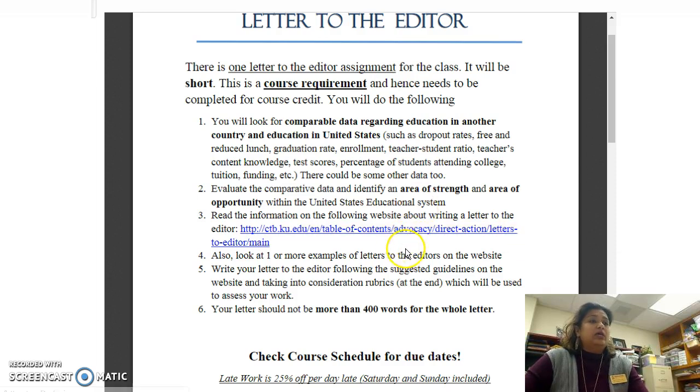There is a link here that you can directly read about different kinds of letters because the letter language is very persuasive. There's a different way of writing the letter to the editor than the observation paper. So that is one of those reasons that I have those. Your letter will be no more than 400 words, the whole letter that starts from "to the editor" to your sign off. So it's a very short letter that has to include all of those things.